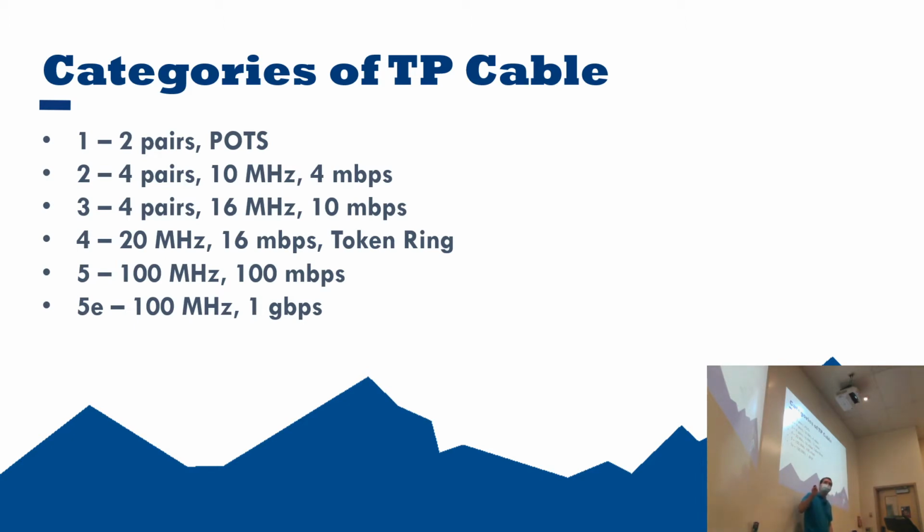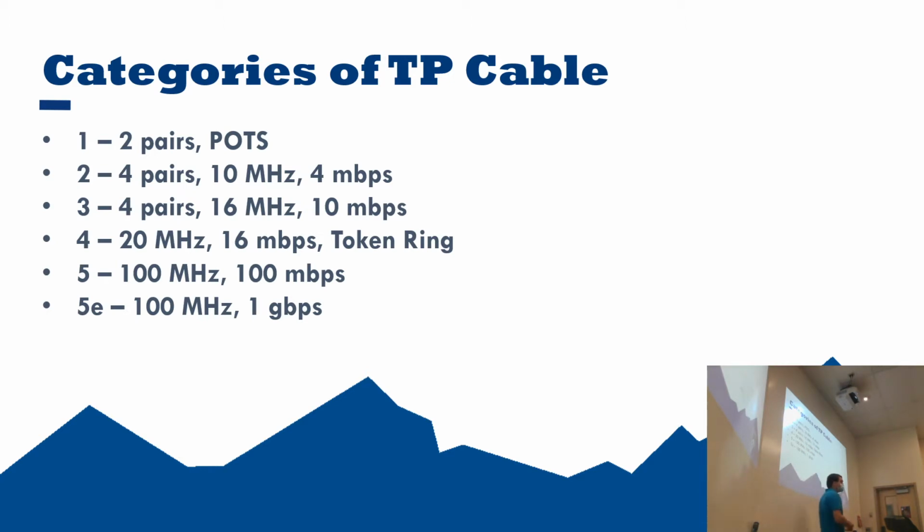Cat 3 is going to be up to 10 megabits per second. Cat 4 is going to be for token ring connections, up to 16 megabits per second. Pretty much anything from 2 to 4 you're not going to see. You may run into some Cat 3 on occasion, but for the most part, you're not likely to see anything but Cat 5 and up.